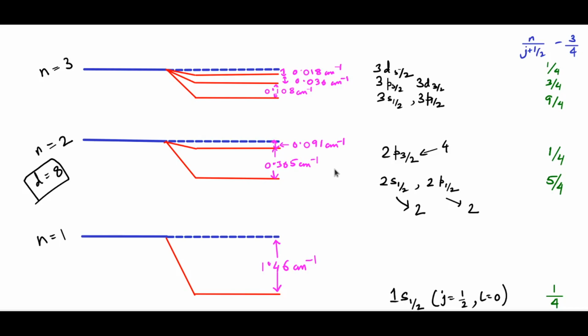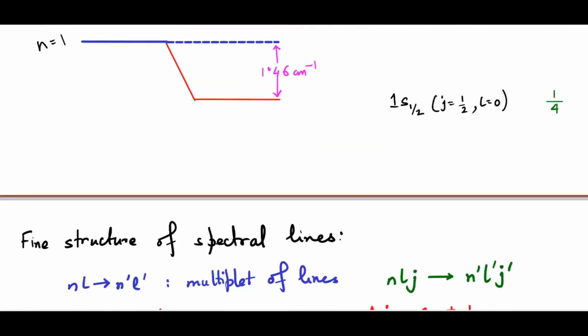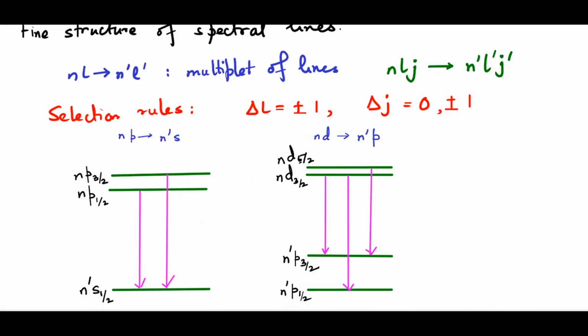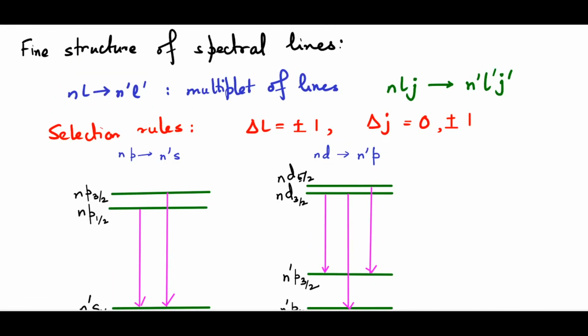It would be very impractical to show them all to the same scale. Of course, energy levels are not directly measurable. What are measurable or observable are spectral lines. So the question is, how does this fine structure splitting of the energy levels reflect in fine structure of spectral lines?